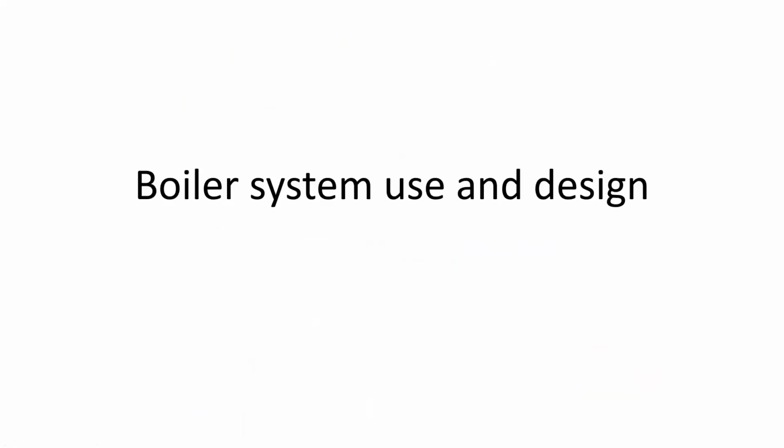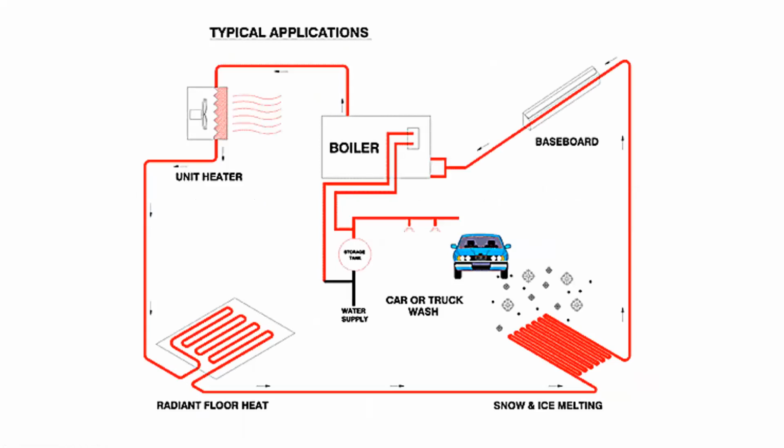Boiler system use and design. There are many different applications for boilers. They can be used for domestic hot water, as in the water we use for showering and bathing. It can be used to heat the room through a radiator or baseboard. It can be used to heat a floor. It can be used for different types of snow and ice melting in colder climates. It can also be used in areas where we have car washes, and not to mention, it can be used as a means of forced air heating by passing forced air from a fan across a radiator section.